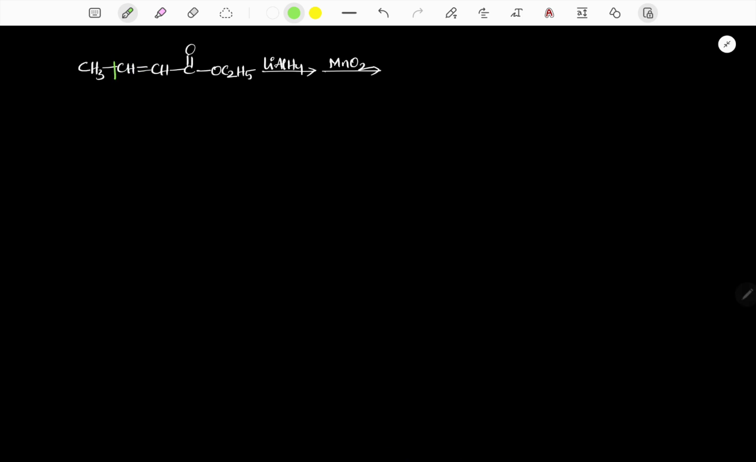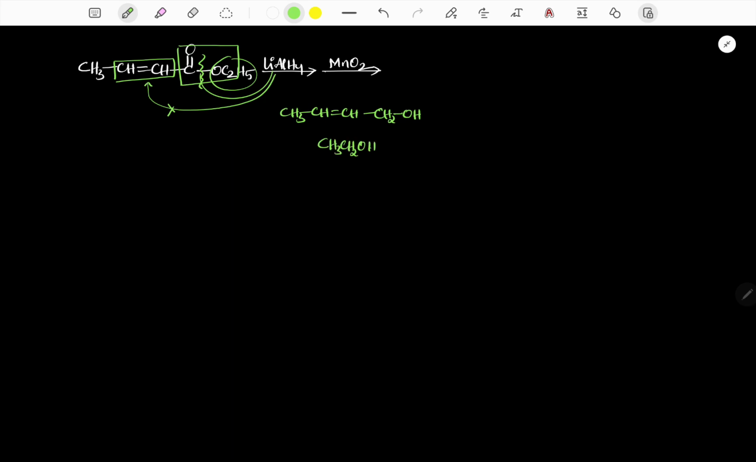It has two functional groups: one is alkene, one is carboxylic ester. And we know that generally lithium aluminum hydride does not react with alkene, but it reacts with the carboxylic ester and undergoes reduction. Finally, the corresponding product is CH3, CH double bond CH. And here this carbon undergoes reduction, it gives the corresponding CH2O minus, acidification gives OH. And the leaving group part is CH3CH2OH.